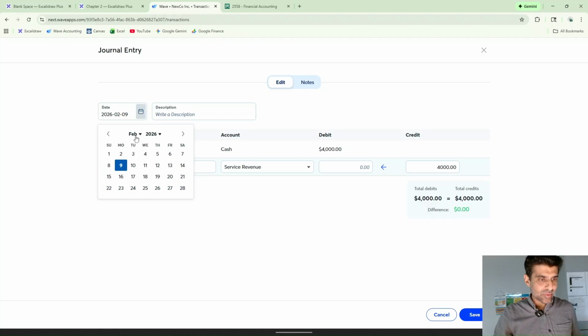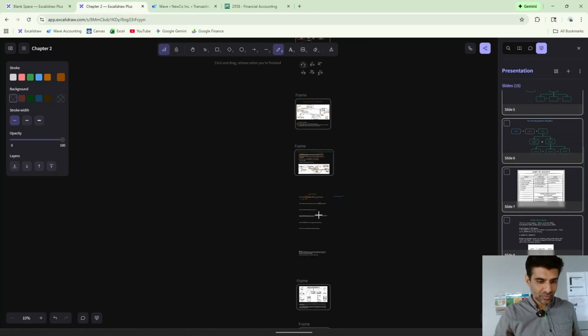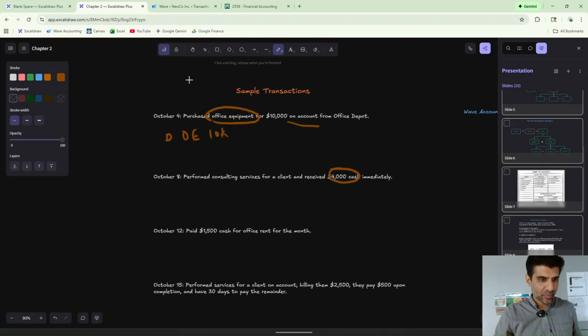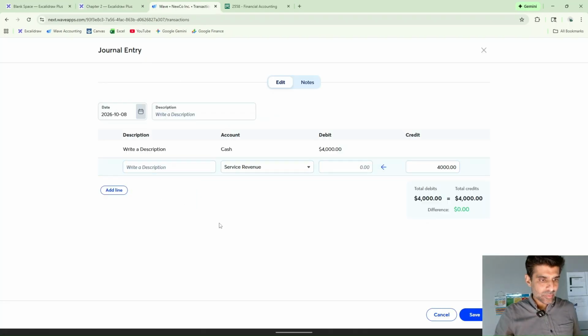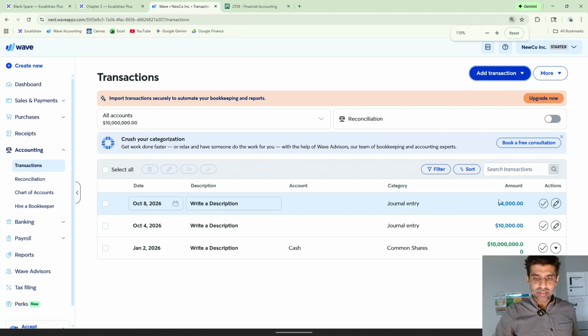Then let's make sure of the date. I think it was October 6th or something. What did I say? October 8th. Okay, so now I'll save this. You can see now this transaction ledger is keeping track of all the transactions. So this journal entry of 4,000 is going to appear here. And I could write service revenue, and you can maybe say your client name, client X.